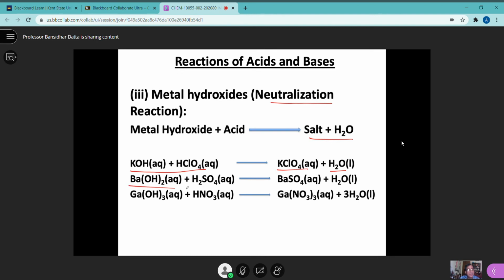Barium hydroxide, group 2. You can use calcium hydroxide, magnesium hydroxide, strontium hydroxide. Also those are solid, but you can still react them with acid. Barium hydroxide plus sulfuric acid gives barium sulfate plus water.